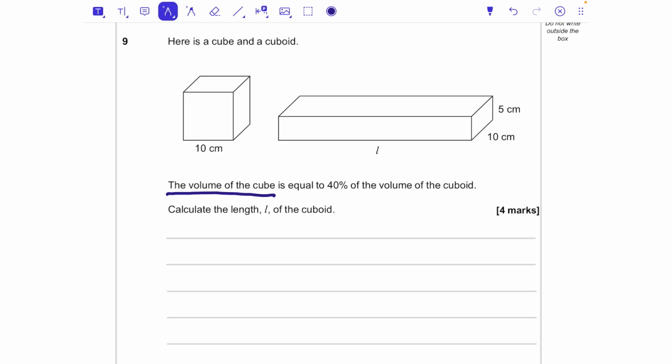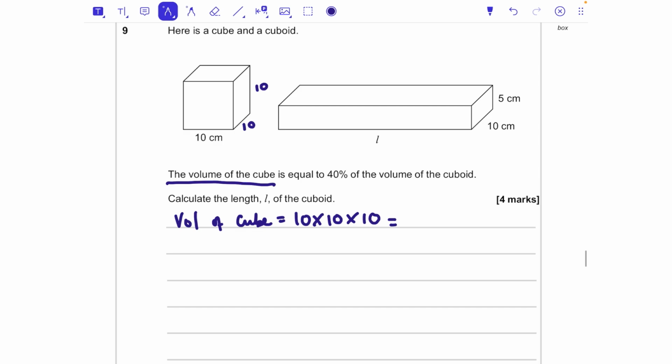We know a cube is 10 in all directions. If it's 10 on that side, it's going to be 10 going back and 10 going up as well. So the volume of the cube is 10 times 10 times 10. For the volume of a cube or a cuboid, we're doing length times width times height. That is 1,000. And they're saying that that is 40% of the whole cuboid.